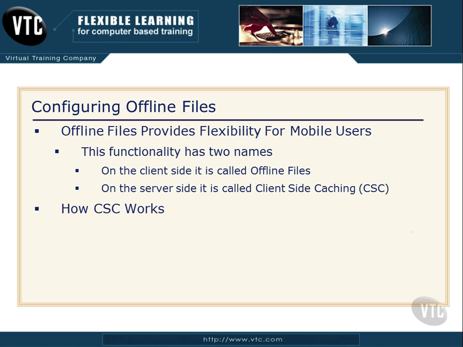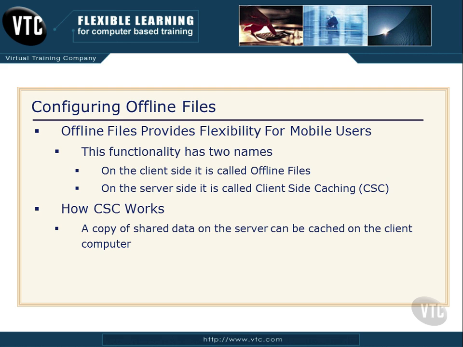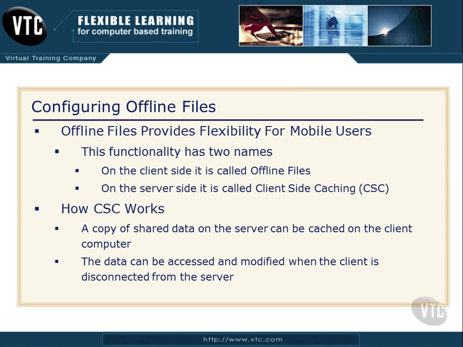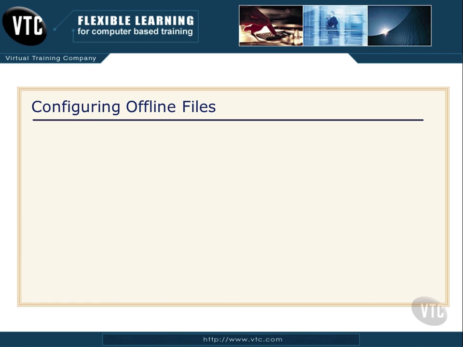Now, how client-side caching works is this. A copy of shared data on the server can be set so that when the client accesses it, a copy of it is cached or stored on the client computer. Then, when the client's not connected to the network, they can access that data, they can modify it, they can do whatever they want to with it without ever even noticing that they're not connected to the server. Then, when they reestablish connection to the server, those changes are synchronized and everybody's happy.